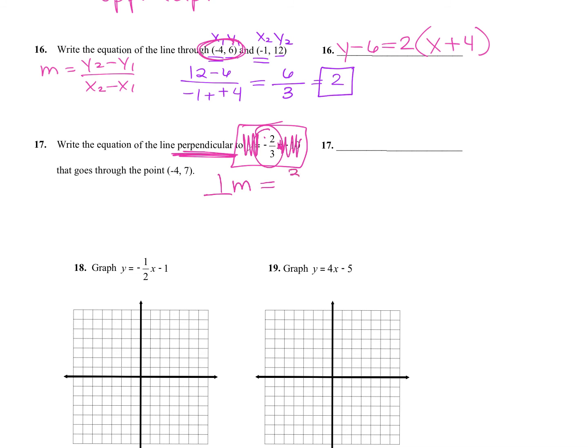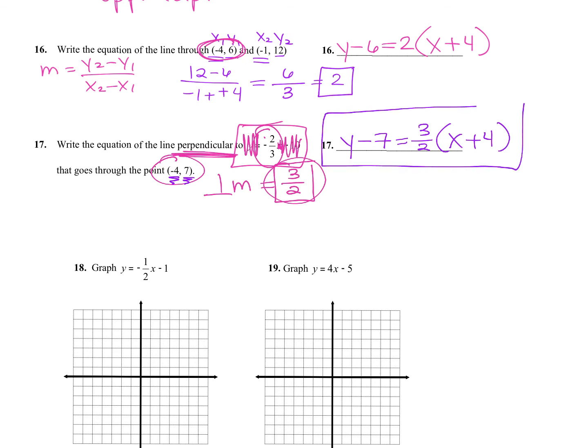Positive 3/2. Okay, so we have a point and we have a slope and we're literally just dropping it into that form. So it's going to be y plus or minus? Minus 7, right? Y minus my y value equals the slope, and then x minus a negative 4 would be x plus 4. So that is your equation.